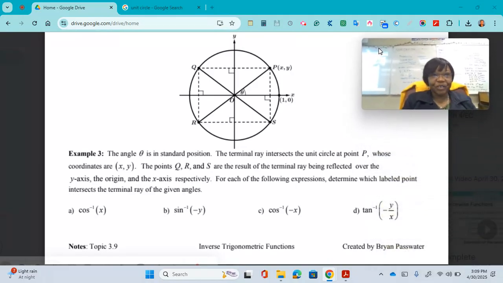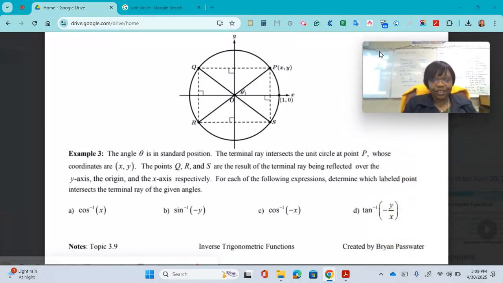Now for some more fun. Yay. There you go. The angle theta is in standard position. The terminal ray intersects the unit circle at point P, whose coordinates are x, y. The points Q, R, S are the results of the terminal ray being reflected over the y-axis, the origin, and the x-axis respectively. For each of the following expressions, determine which labeled point intersects the terminal ray of the given angles.